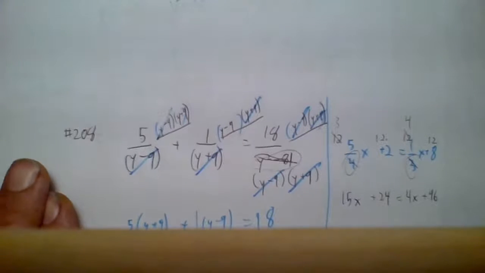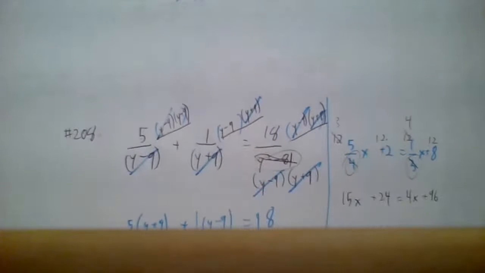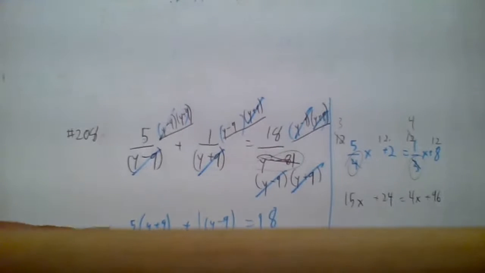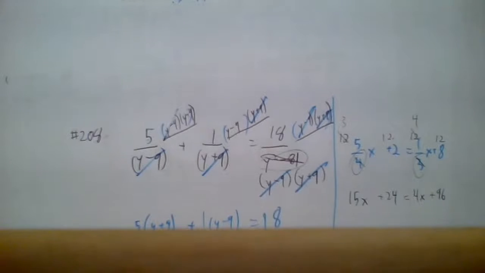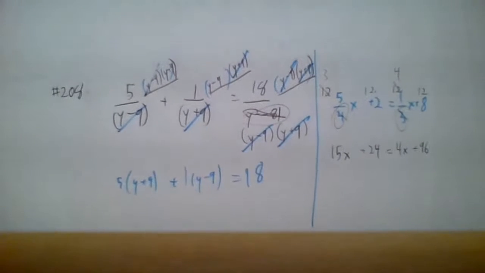So we make it a lot longer to begin with by putting that common multiple on everything. But then a lot of stuff gets crossed off, including all the denominators. So I end up with an equation with no fractions in it now. Simpler to solve out from there.